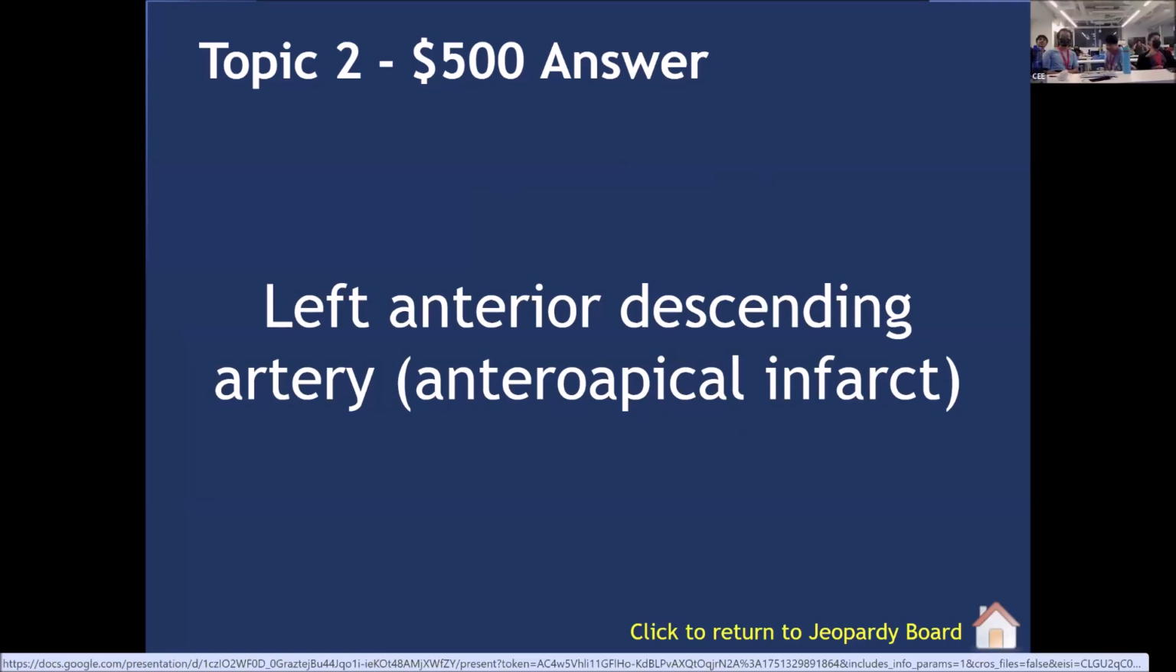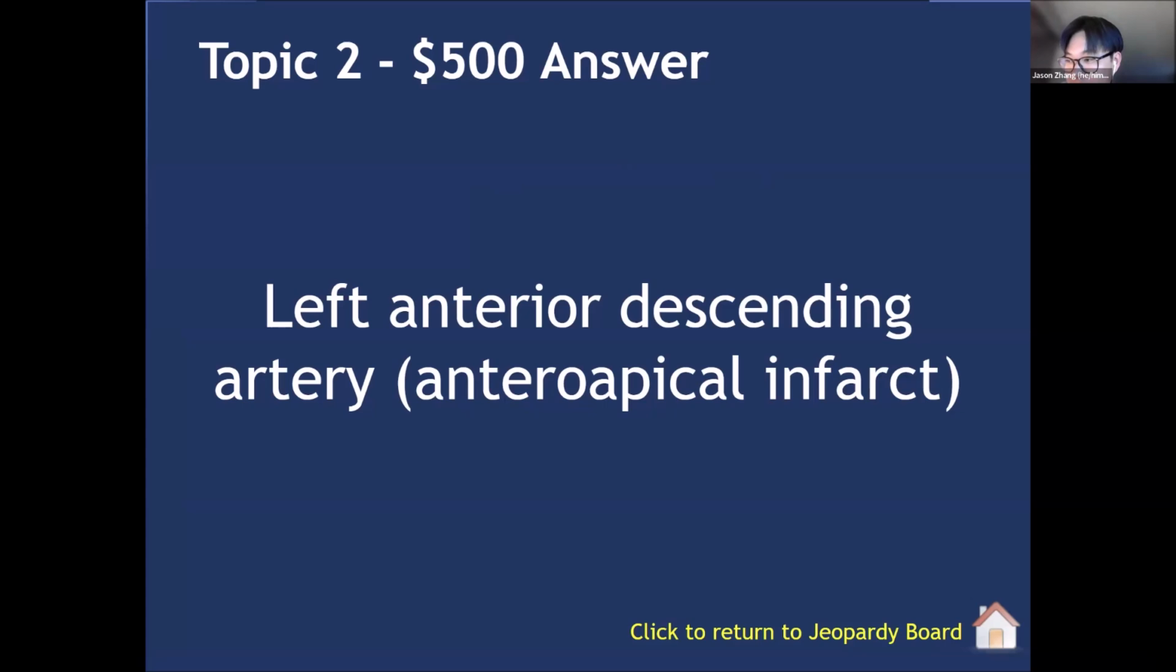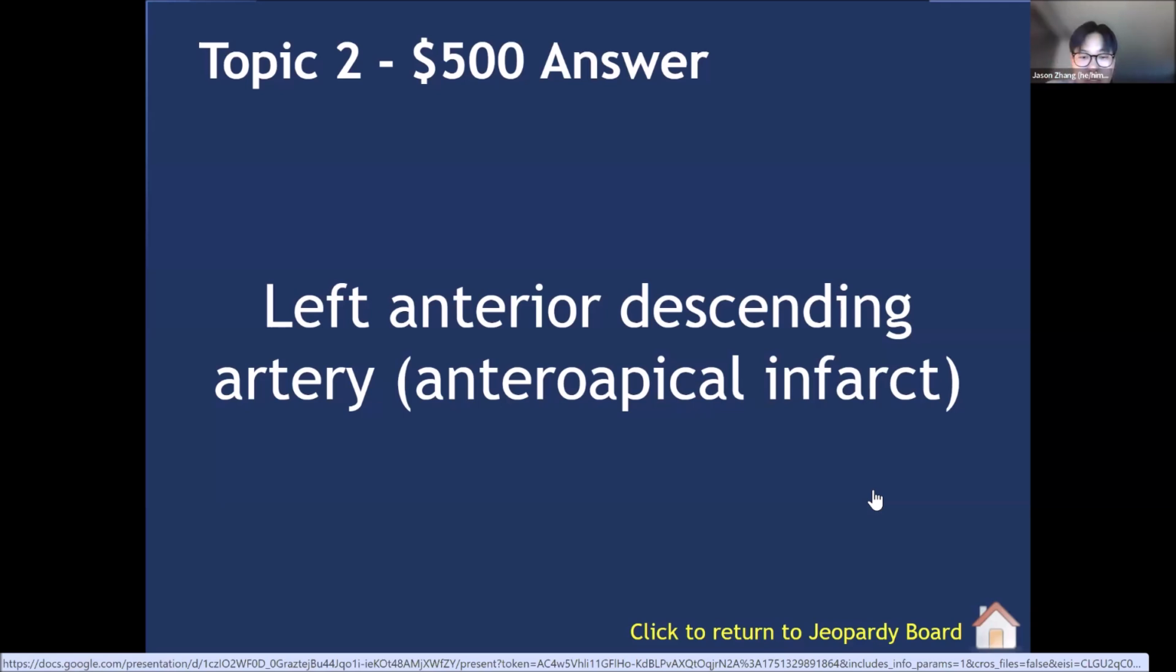Yeah, so this is the LAD, which is also known as the Widowmaker because so many heart attacks happen here. I didn't even know this is an artery. So you see ST elevations in V2, V3, which are anteroapical leads. So this should tell you it is a LAD infarct.